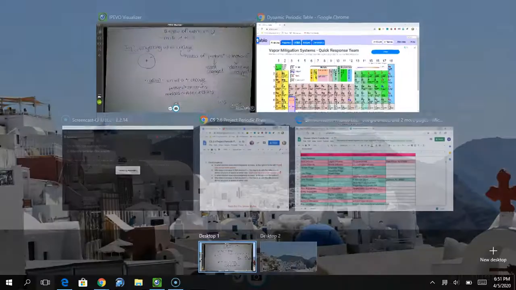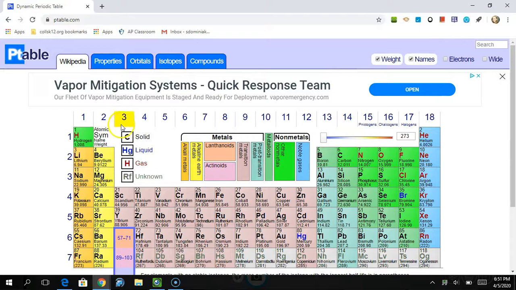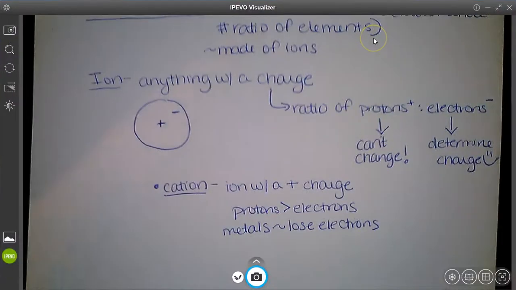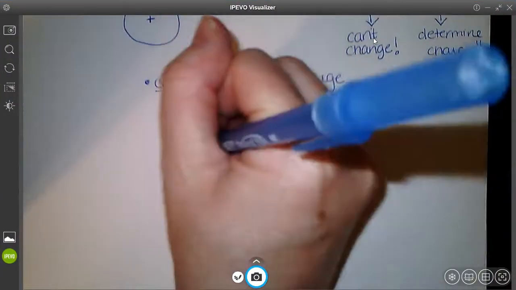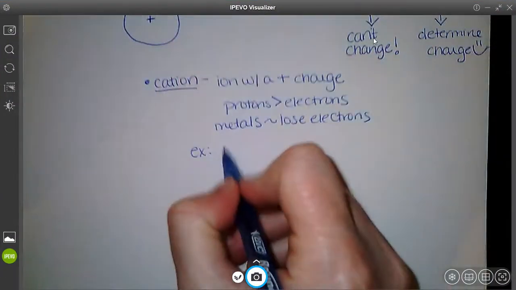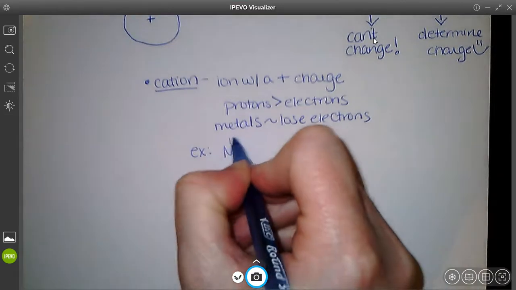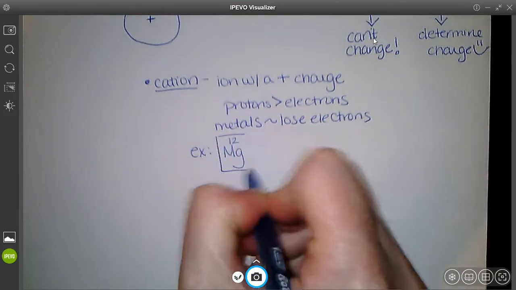If we go to our periodic table here, we can see the metals, all these on the side. So remember, these are your metalloids, right? And anything to the left of it are going to be metals. So for example, magnesium looks like this on the periodic table.